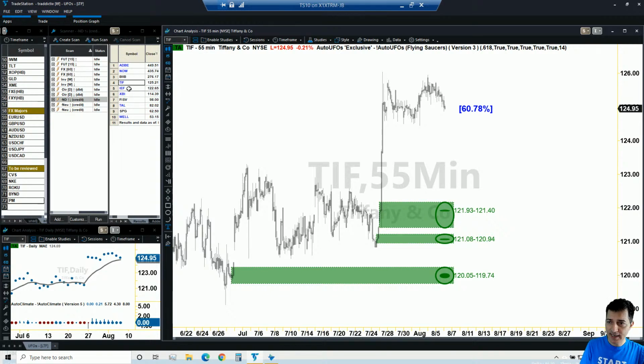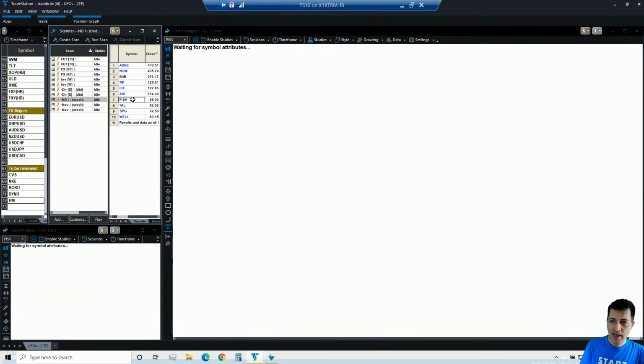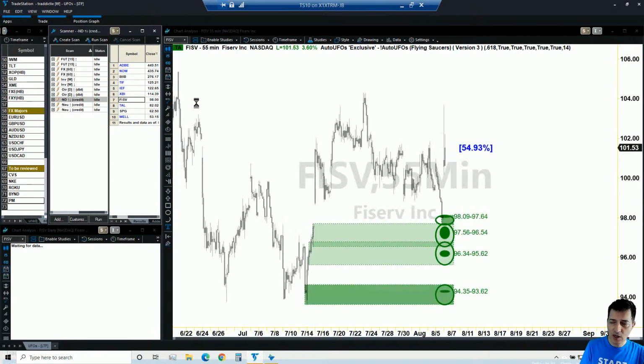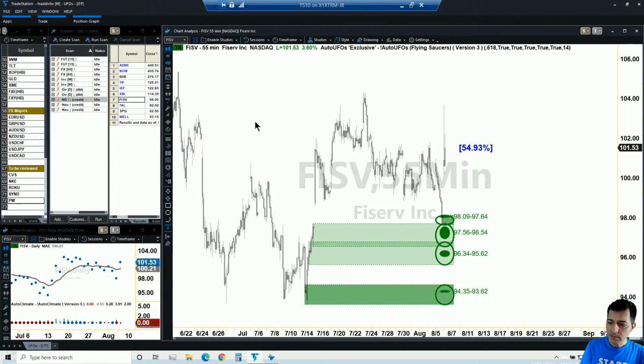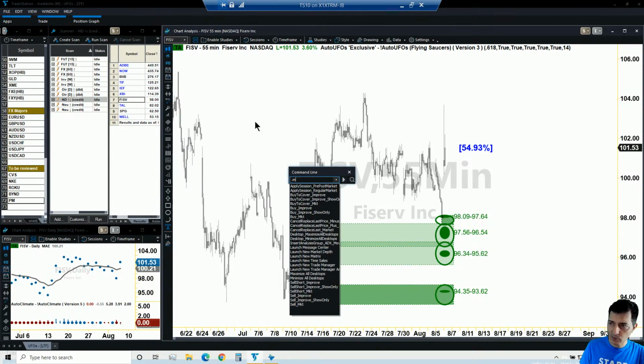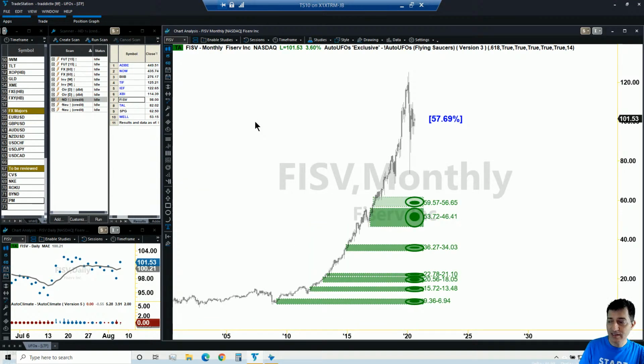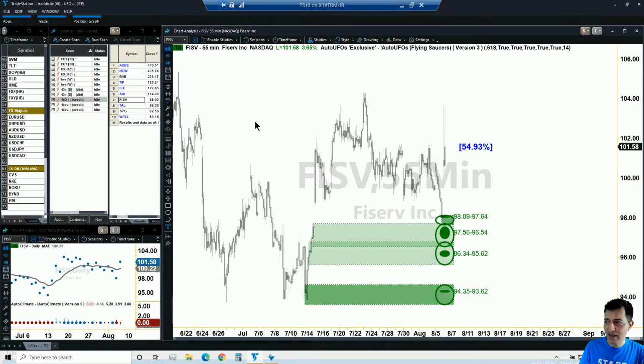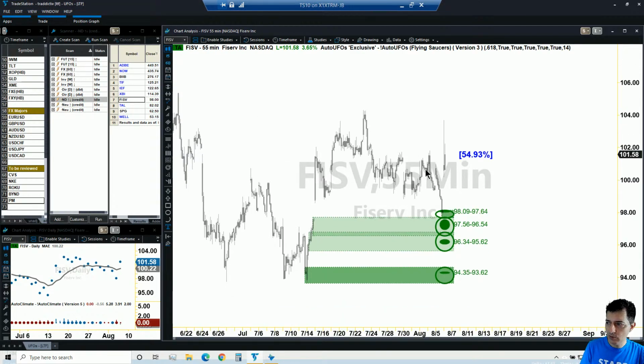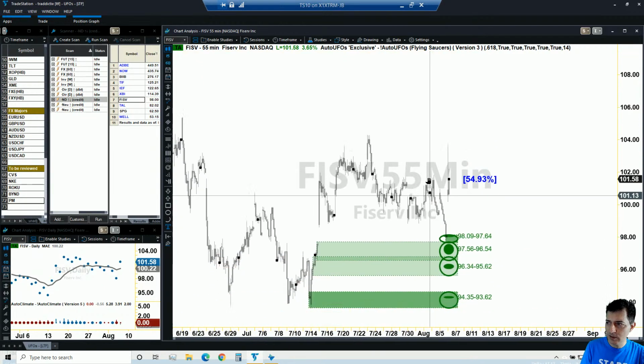What else? IEF is an ETF. I'm going to pass on this one. XBI is an ETF. I'll pass on this one. FISV, that's a stock. So let's take a look at where we are at with that stock. Okay, notice that stock is not making all-time high. It's much lower. All-time high was more or less about 120, so that's about 20% higher. Okay, we got 54% UFO performance stats.